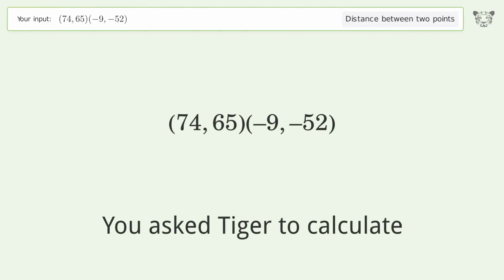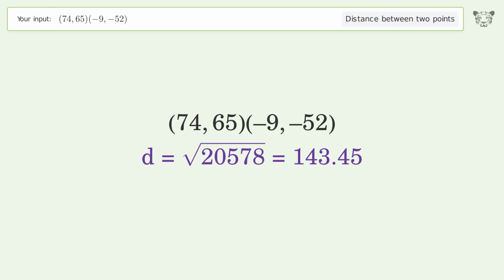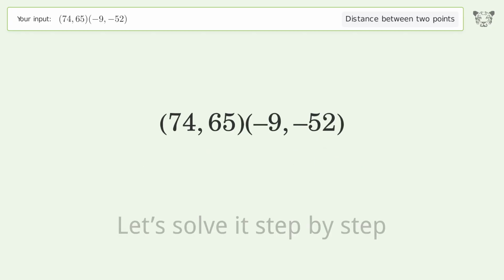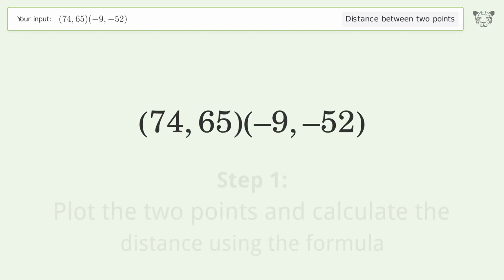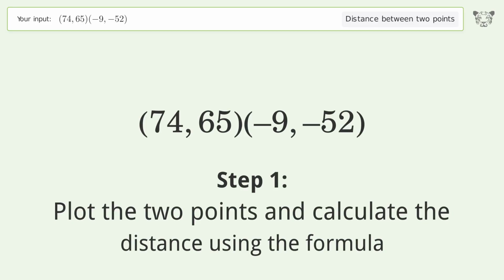You ask Tiger to calculate. This deals with the distance between 2 points. The distance between the 2 points is the square root of 20,578, or 143.45. Let's solve it step by step. Plot the 2 points and calculate the distance using the formula.